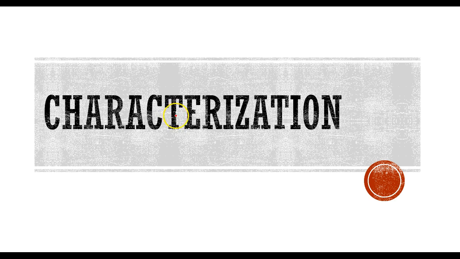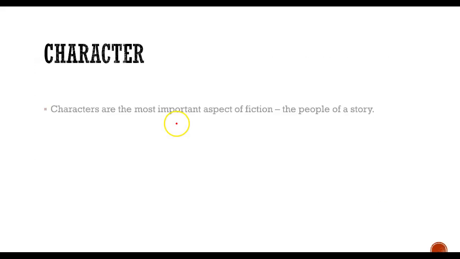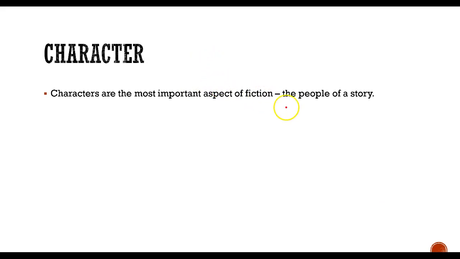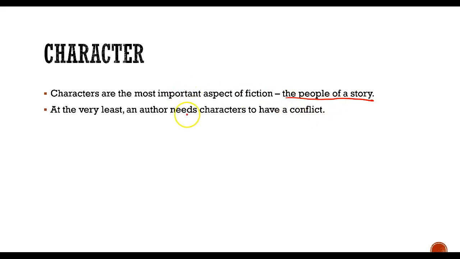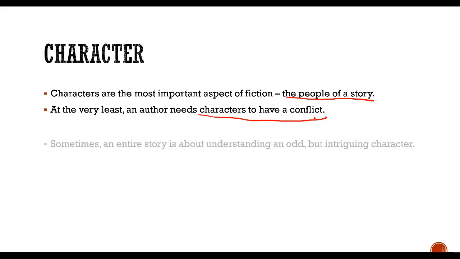Hi, in this short video I'm going to talk a little bit about characterization, how an author frames and shows his or her characters in a story. So characters are the most important aspects of fiction. They're the people of the story, and without characters, we wouldn't have a story. At the very least, an author needs to have characters in order to have a conflict.